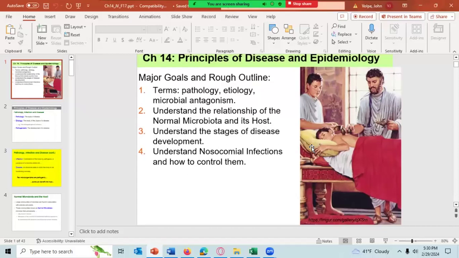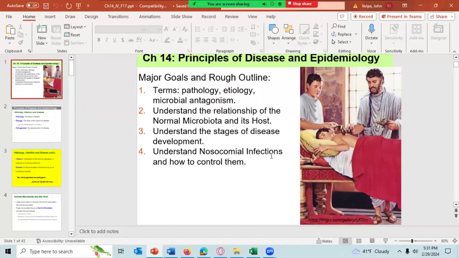We will also talk about the relationship of the normal microbiota and its host. You do need to understand the stages of disease development. And then lastly, understand what nosocomial infections are and how to control them.